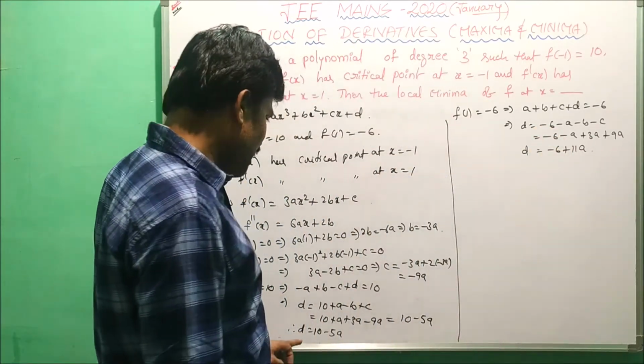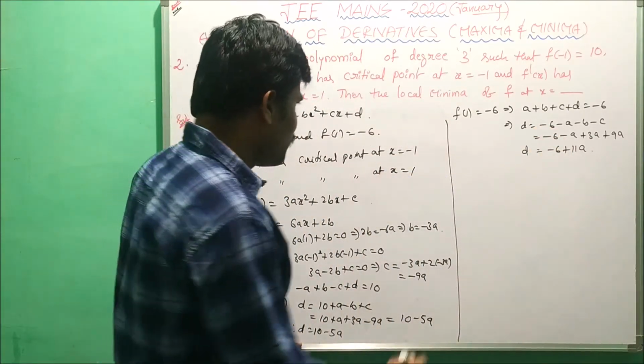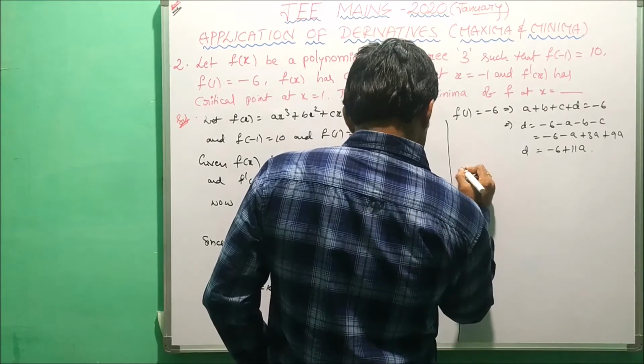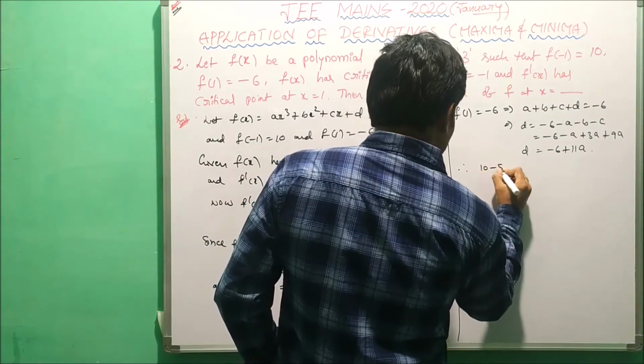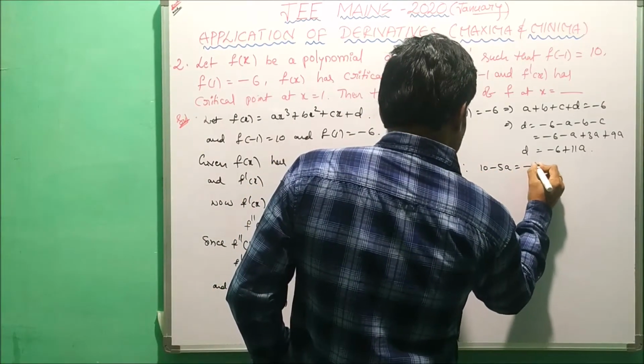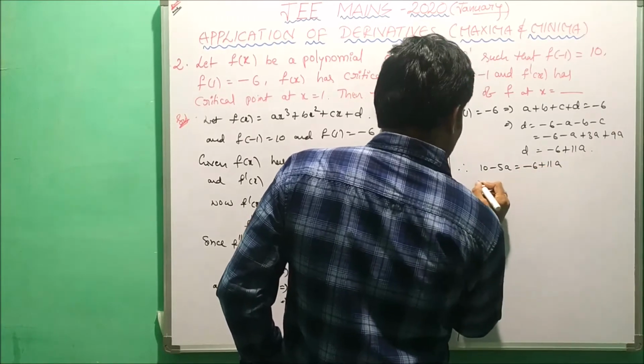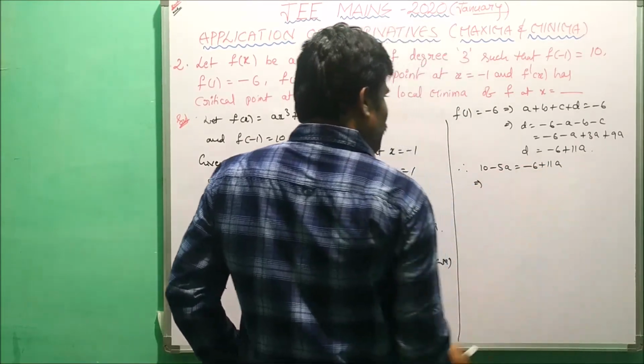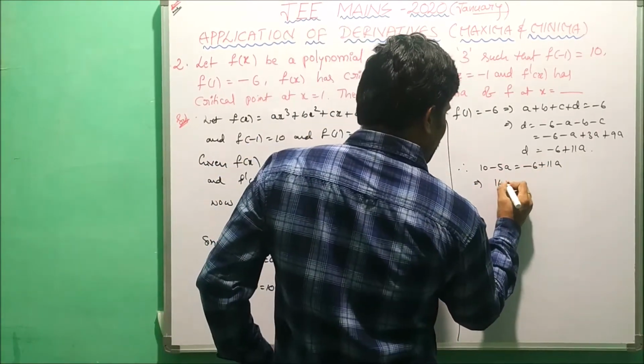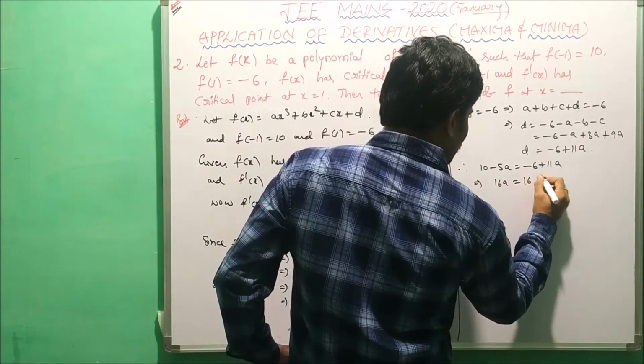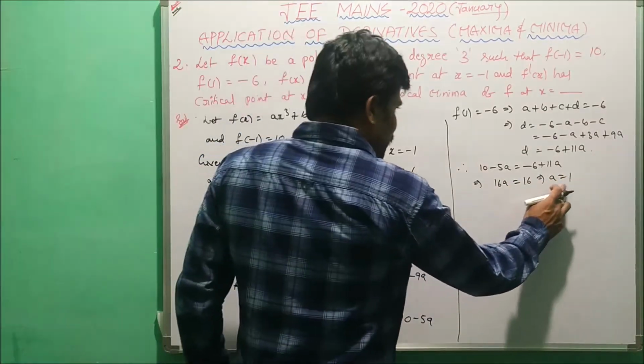Now here, equating the values of d. Therefore 10 minus 5a equals minus 6 plus 11a. From this, 11 plus 5, that is 16a equals 16, which implies a equals 1. Here we get a equals 1.